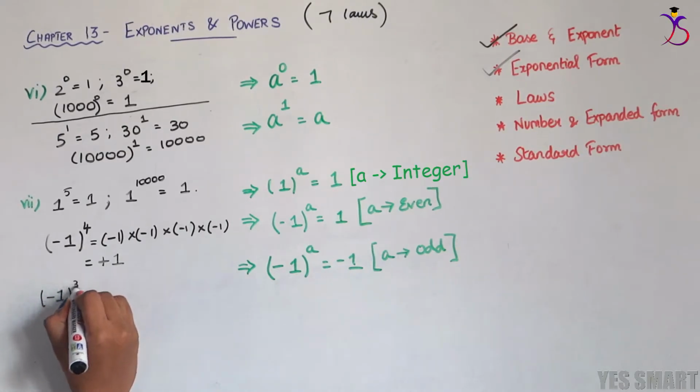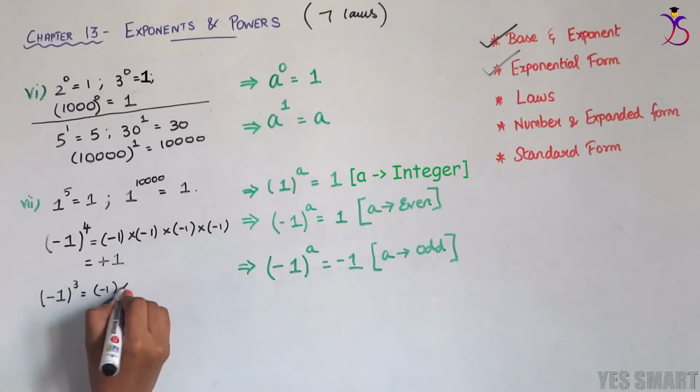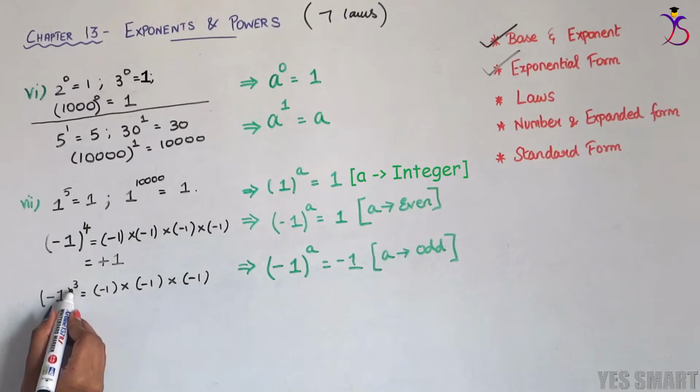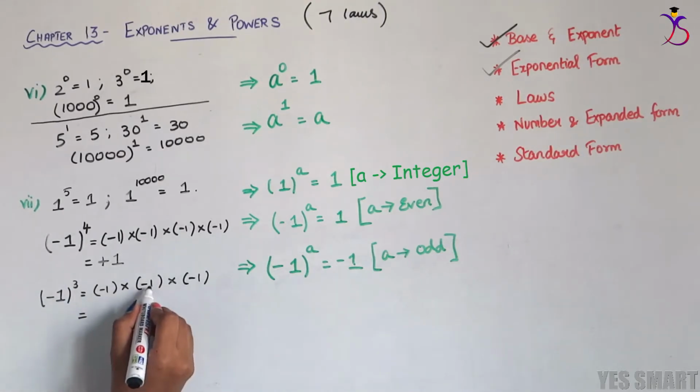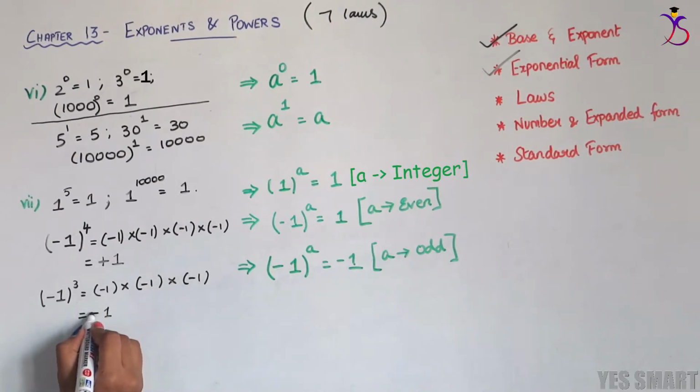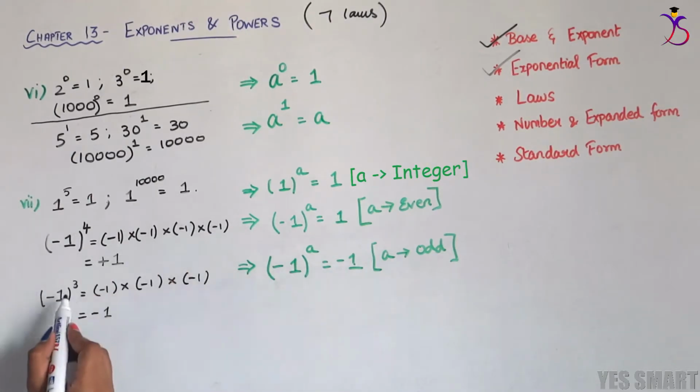Now minus 1 to the power 3 equals minus 1 into minus 1 into minus 1. So same, let's multiply the numbers first. 1 into 1 into 1 is 1. Minus into minus is plus, plus into minus is minus. So we got the answer as minus 1. Here the power is odd, therefore we got the answer as minus 1. These are the complete set of laws that are used in exponents and powers.